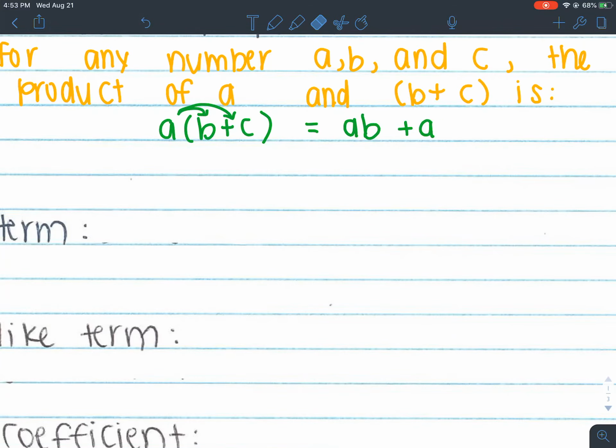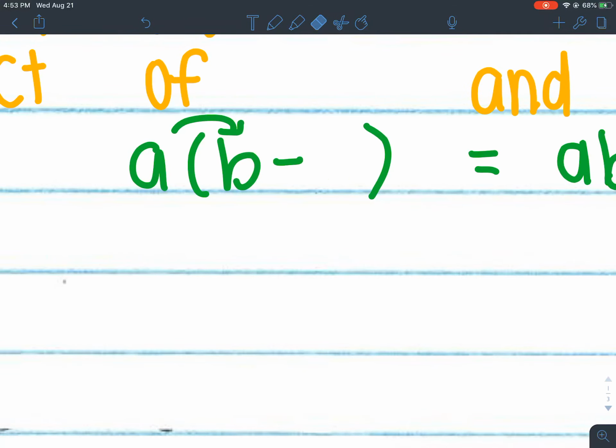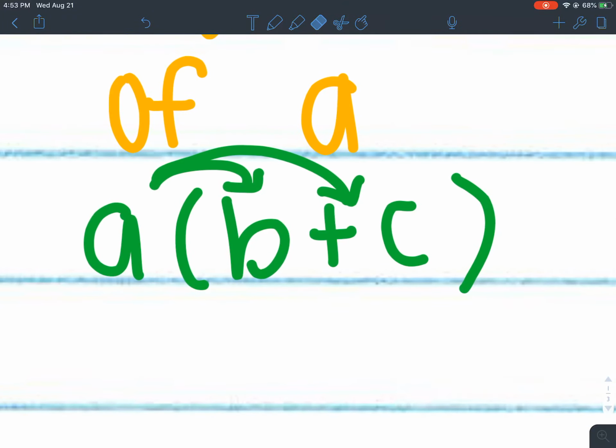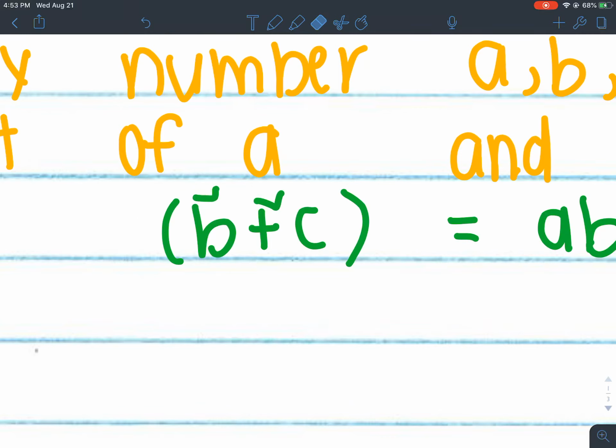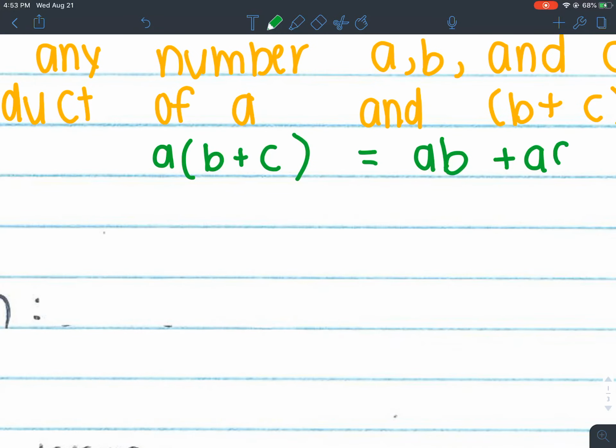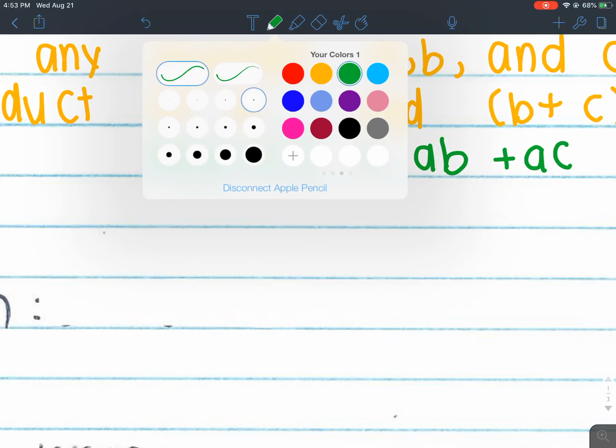Oh no, I think it's too far zoomed in for me to be able to erase anything. So I'll write an A there. Let me just go ahead and rewrite this. Okay, so A times B plus C means I have AB plus AC.